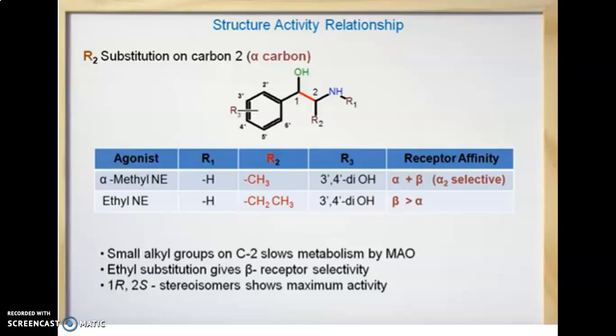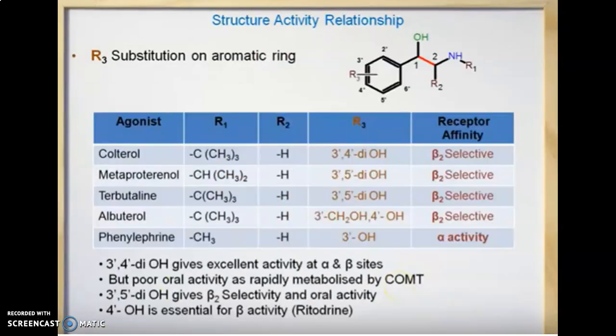Thus, the ethyl substitution gives the beta receptor selectivity. Here, the stereoisomer, probably the 1R and 2S stereoisomer, shows the maximal activity. The next modification is the R3 substitution on the aromatic ring.